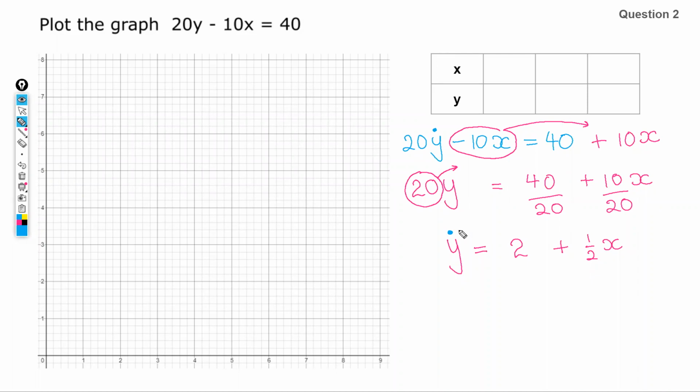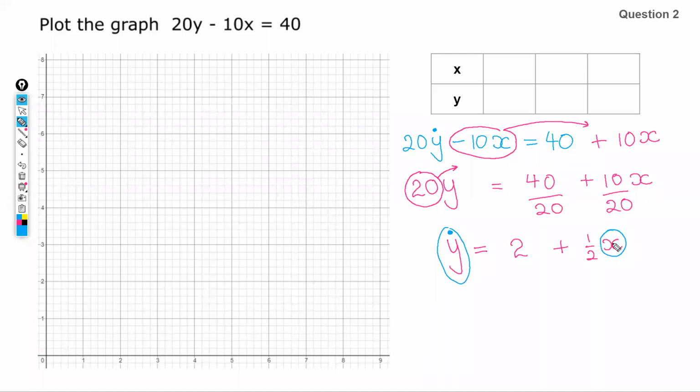Which one do you all think it will be now? When we draw this graph, will we get a straight line or a curve? A lot of people are saying curves, but I think it's a straight line. Look at it. It only has simple things like y and x. This x is not underneath or anything.